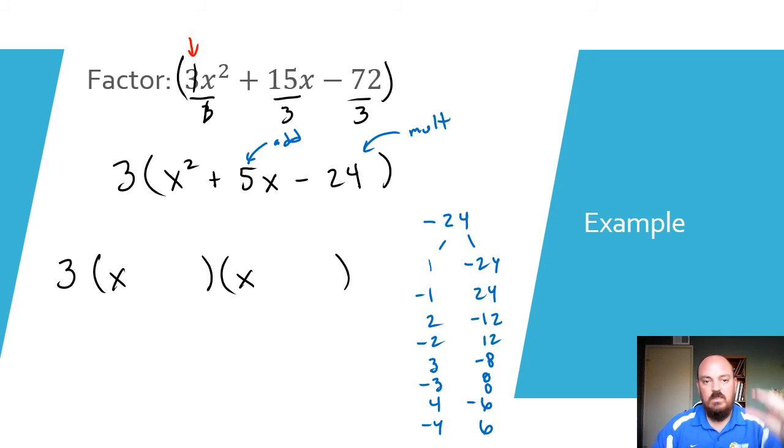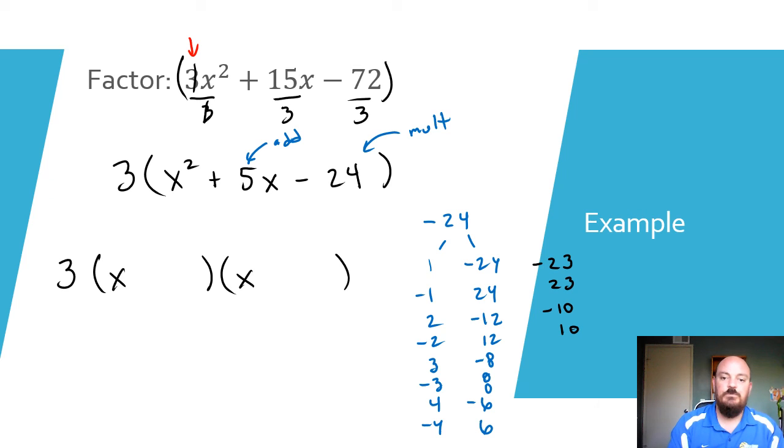So remember, I'm looking for the two that add up to positive 5. So let's see what these add up to. The first pair, 1 plus negative 24 is negative 23. That's not it. And negative 1 plus 24 is positive 23. So it's not either of the first two. 2 plus negative 12 is negative 10. That's not it. Negative 2 plus 12 is positive 10, so neither of those work. 3 plus negative 8 is negative 5. That's very close, but I'm looking for positive 5. That means it's the other one. Negative 3 and positive 8 add to positive 5.